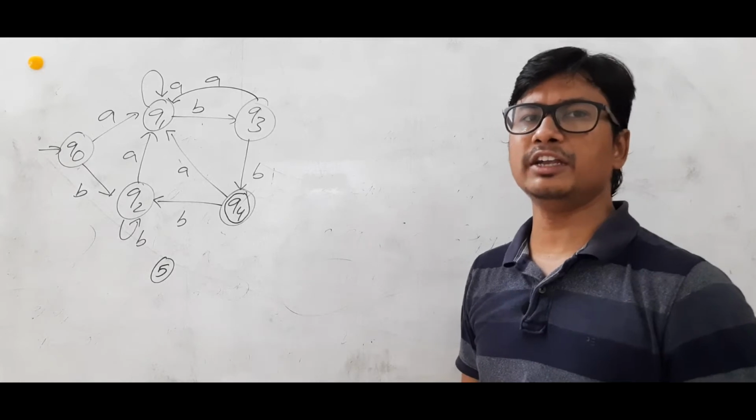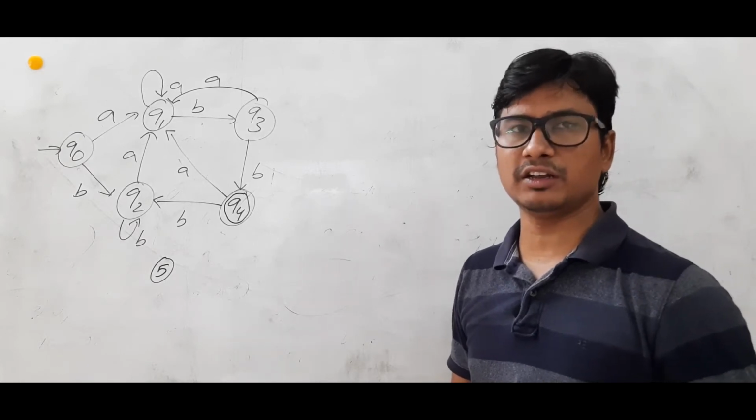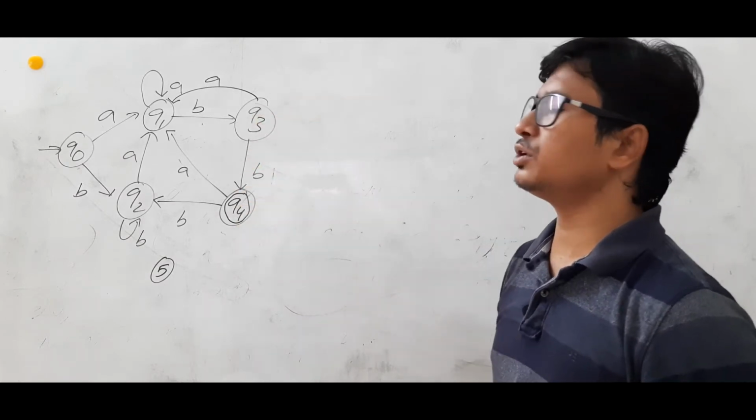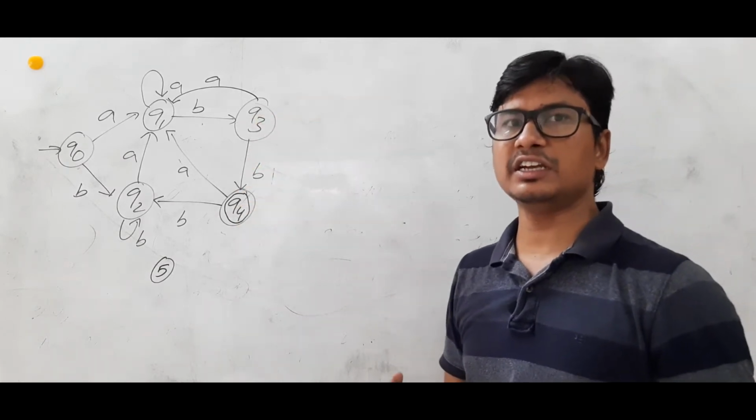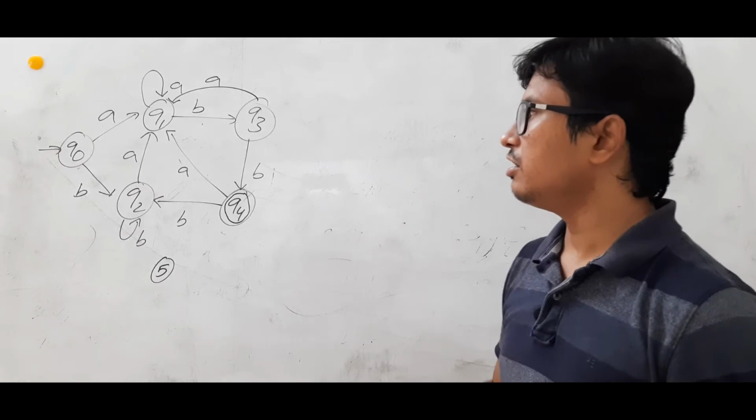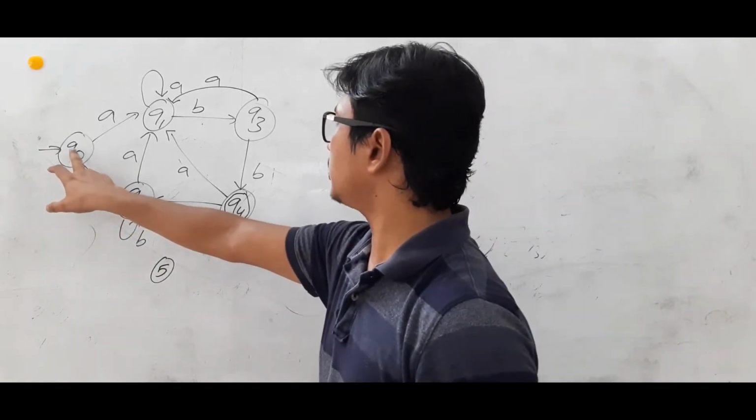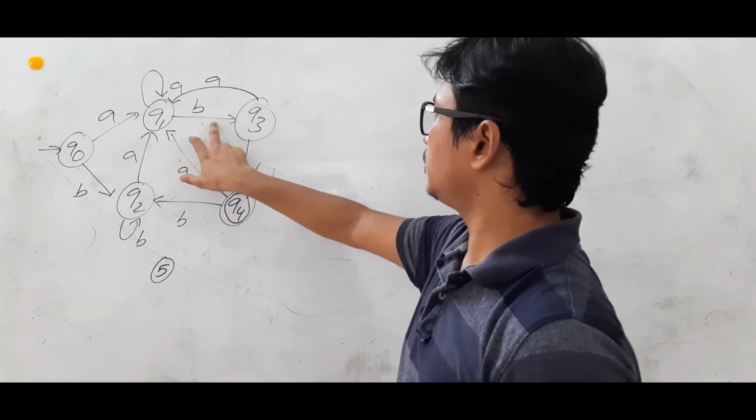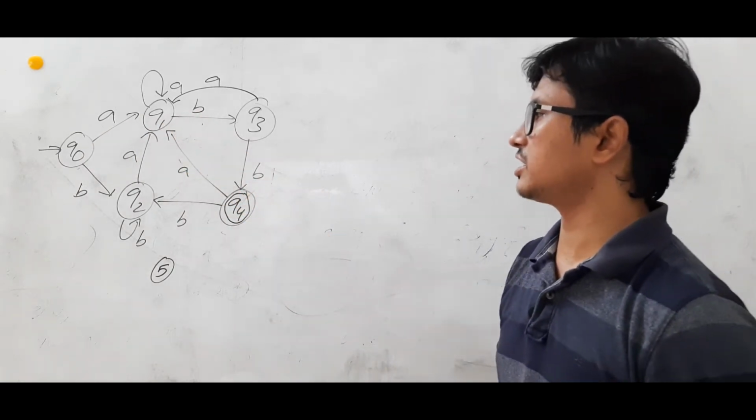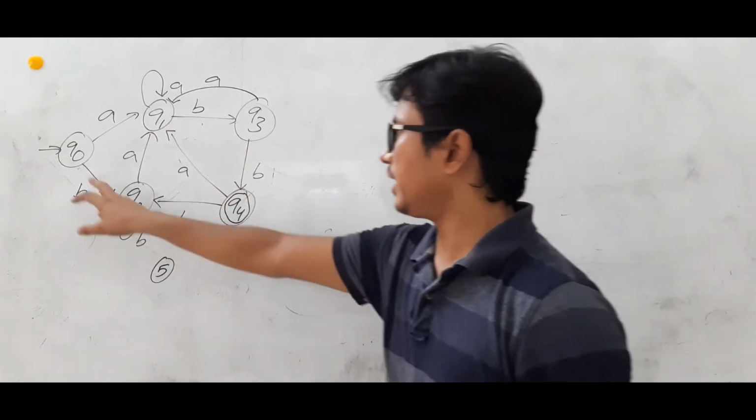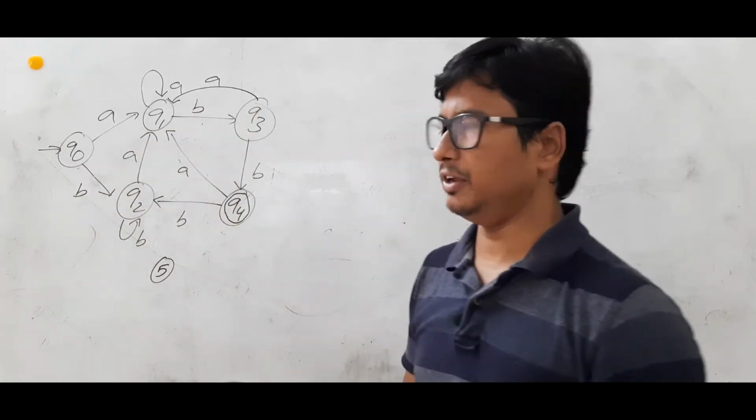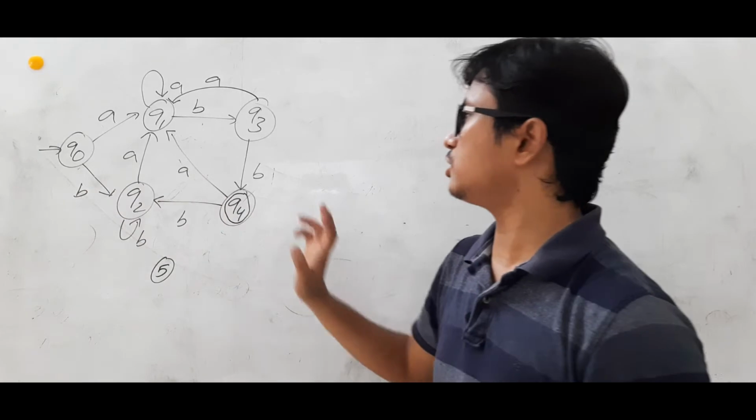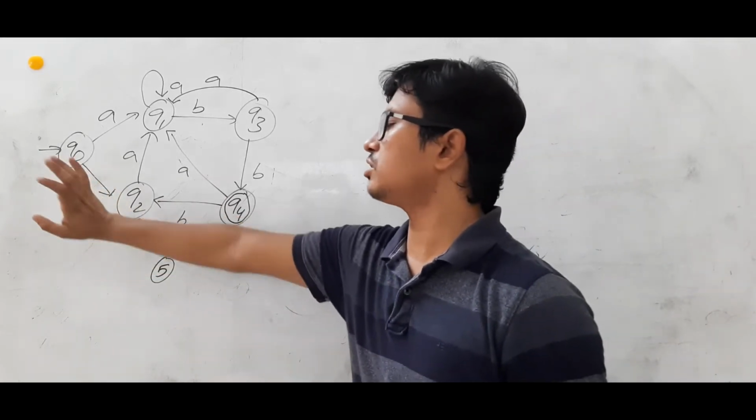We need to identify whether any dead states are there or not. What is meant by a dead state? From that state, if you cannot reach a final state, we call it a dead state. From Q0, can I reach the final state? Yes, via Q1, Q3, I can reach the final state. Or I can reach it like this also. If I can reach in one way, that is enough. From Q0, I can reach the final state. So Q0 is not a dead state.